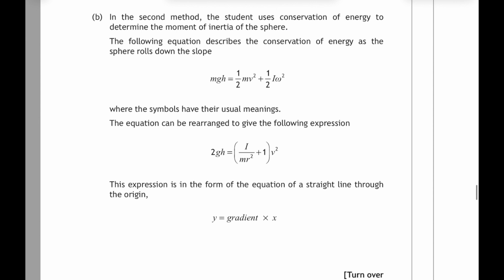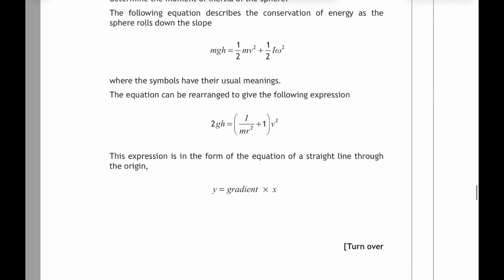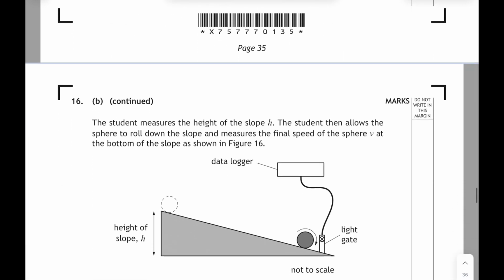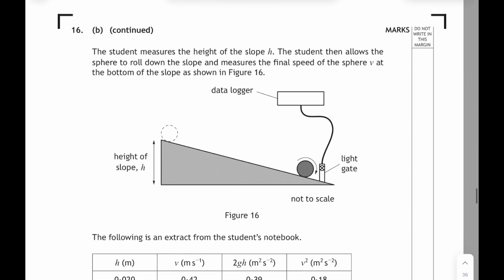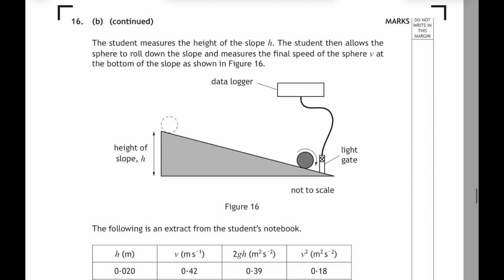Now hopefully with the projects coming back this year, you'll be familiar with rearranging an equation into a suitable form so that you can do an experiment that will give you a straight line through the origin. And then hopefully use the gradient of that graph to work out the quantity that you're looking for. So let's have a look at their experimental setup. It says the student measures the height of the slope h. The student then allows the sphere to roll down the slope and measures the final speed of the sphere v at the bottom of the slope as shown in figure 16.